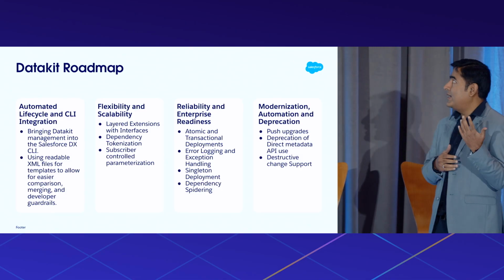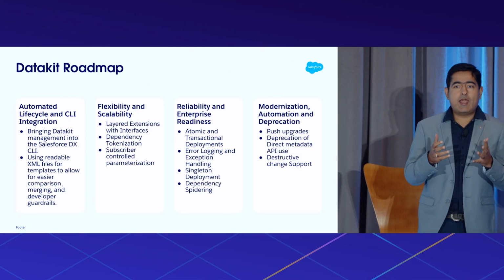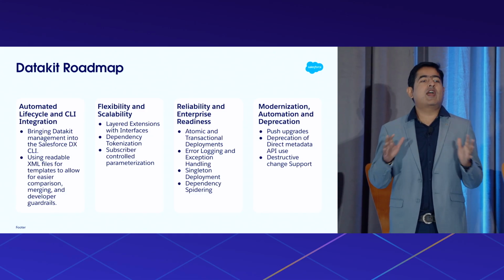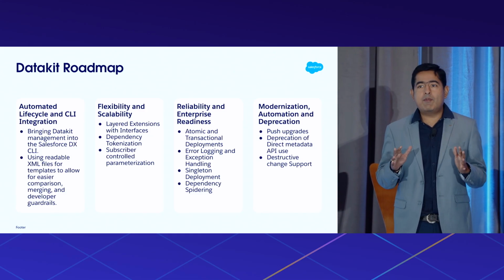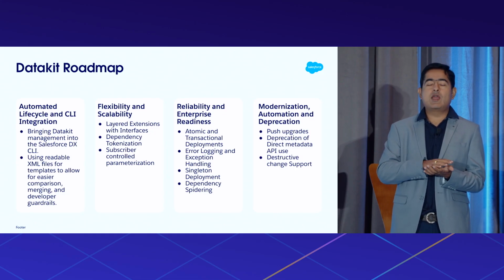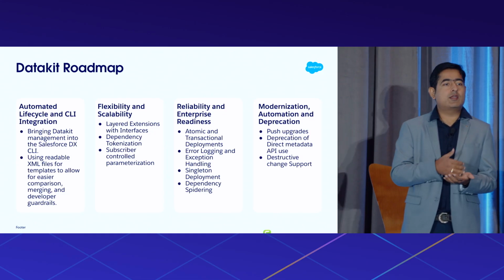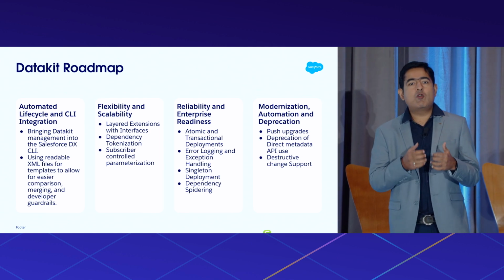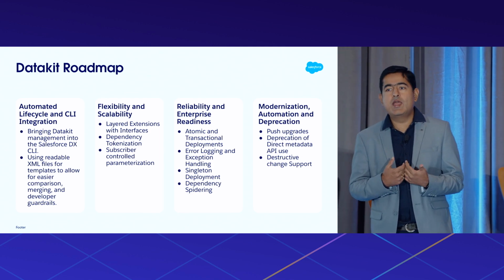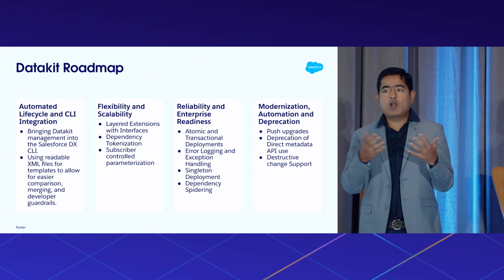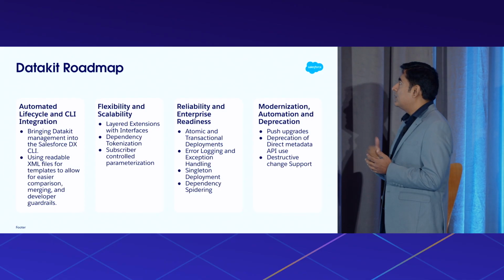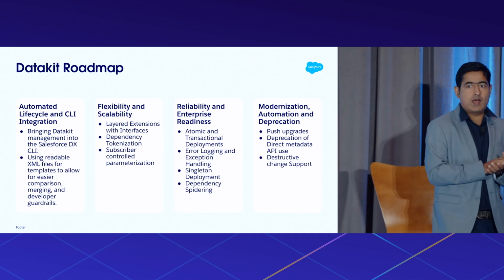And then how do we deprecate the direct use of metadata APIs? Because the way to package data cloud configurations is always via data kits. We don't recommend using metadata APIs or packaging the data cloud configurations directly into a package, but rather only via data kit. So we want to implement strict guardrails so that unknowingly or unintentionally, customers don't follow the anti-pattern of using the metadata APIs directly. And the third one is destructive changes support in data kits.